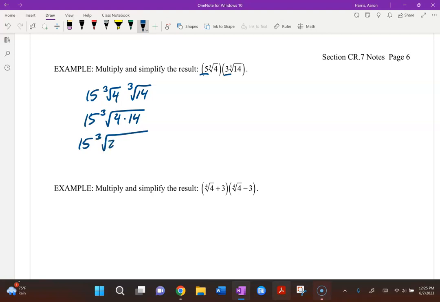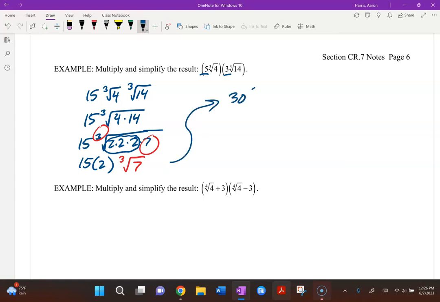Now let me factor. 4 is 2 and 2. 14 is 2 and 7. I'm looking for 3 of a kind, so a 2 comes out. And what I'm left with is the third root of 7. So I have 15 times 2, I have 30 third root of 7 on that. Okay.